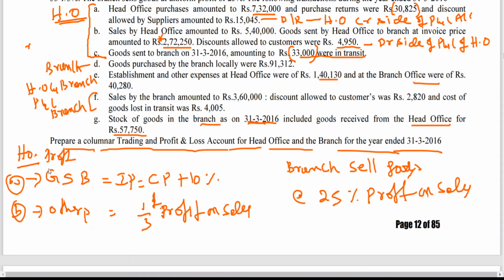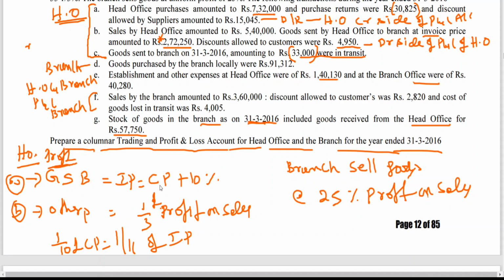Head office profit is like this. On goods sent to branch, CP plus 10% becomes SP. So 1/10 of CP is equal to 1/11th of IP, no? So the goods sent is at invoice price, no? Sales by head office amounted to... goods sent by head office to branch at invoice price.